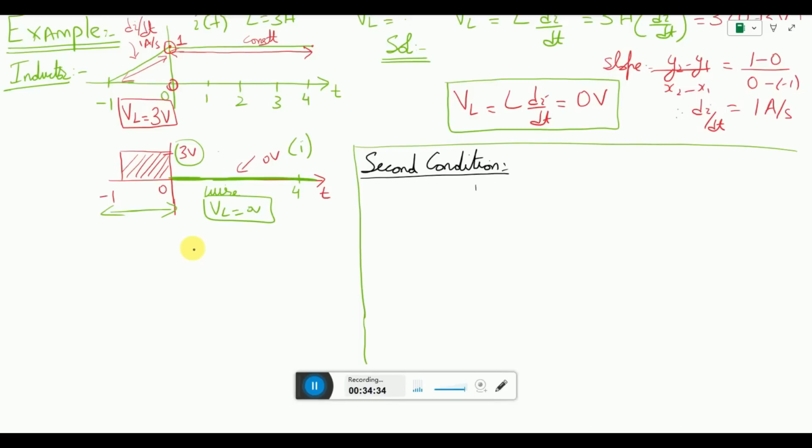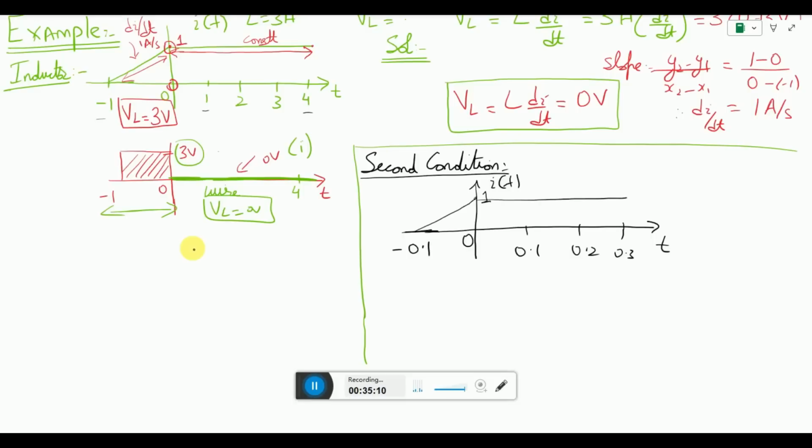Let us again draw the current diagram flowing through the inductor. This is I of t. But this time around, let us say that there is a drastic change in the current. Previously the range was from -1 to 4. This time around let us drastically change it from -1 to -0.1 and let us take this to 0.3. So now you can see the current value has been drastically changed and the behavior remains the same. It has a value of 1 till this point, and after that it becomes a constant line.